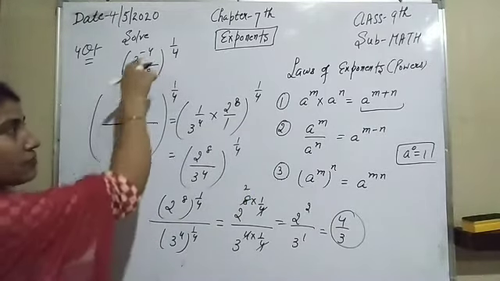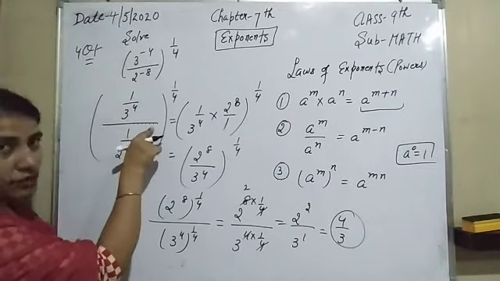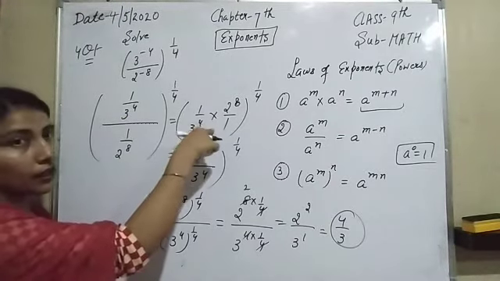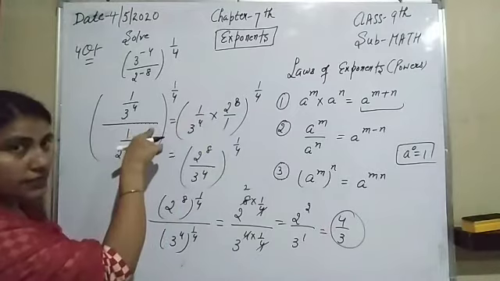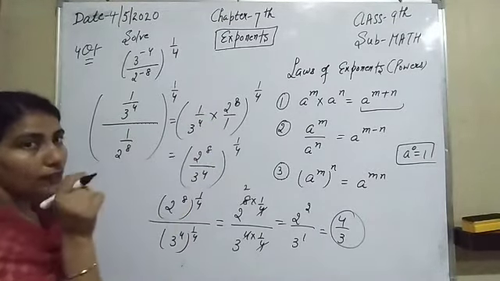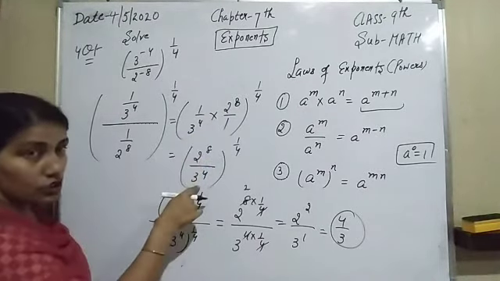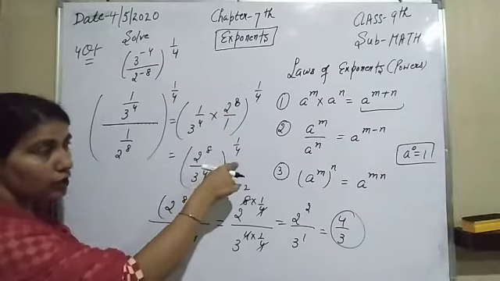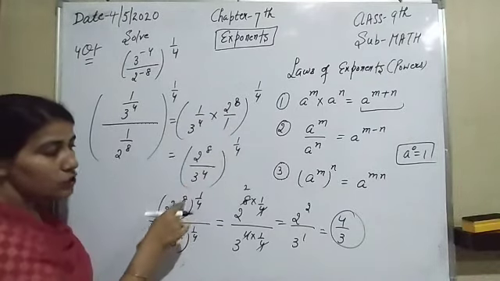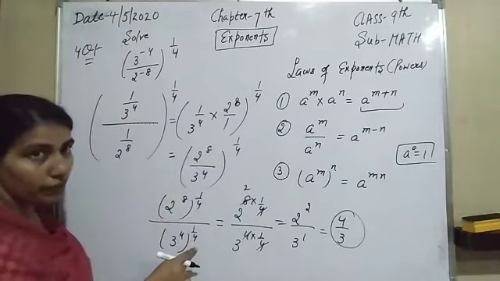Firstly, you have to make its powers positive by taking its reciprocal. Now, division can be converted into multiplication by taking its reciprocal. So it becomes 2 raised to power 8 and 3 raised to power 4, and its power is 1 by 4. So you have to multiply 2 raised to power 8 to the power 1 by 4 and 3 raised to power 4, and its power is also 1 by 4.